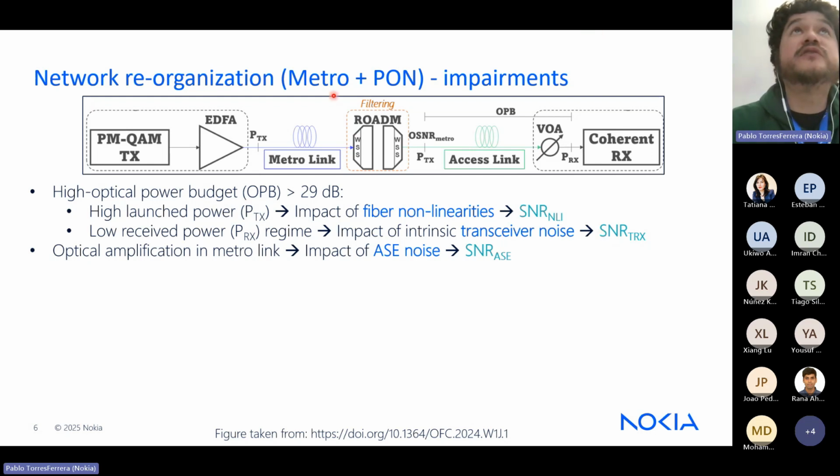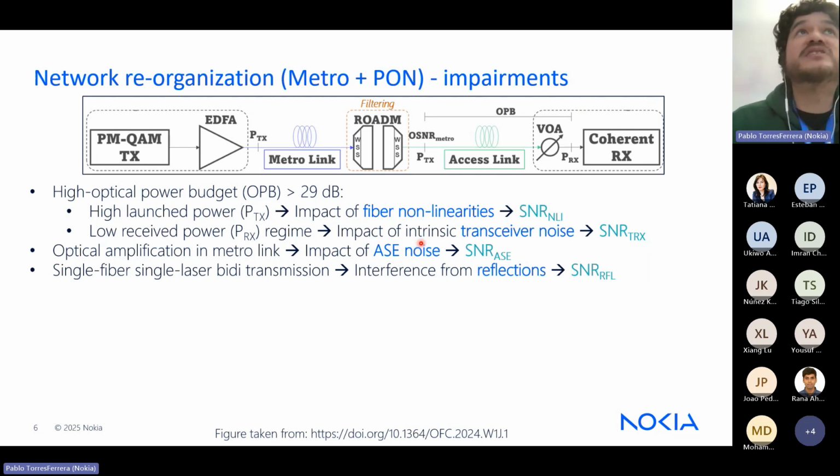Due to the use of optical amplification, we need to use optical amplification in the metro link part, which was not common in typical access systems. And then we have to introduce also the impact of the amplified spontaneous emission noise. The optical noise in combination with the transceiver noise makes these kinds of systems more interesting and more challenging.